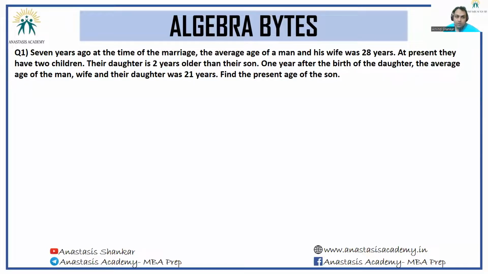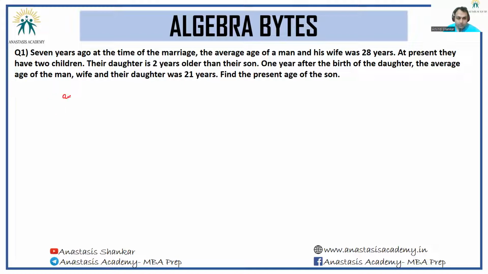Let's look at the solutions of algebra bytes. 7 years ago, at the time of the marriage, the average age of the man and his wife was 28 years. Okay. So if 7 years ago their average age was 28 years, their current age average should be 35.